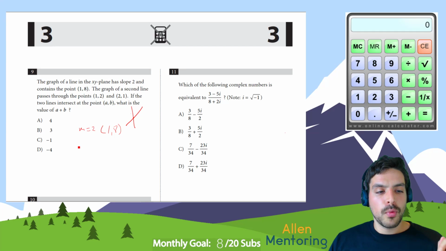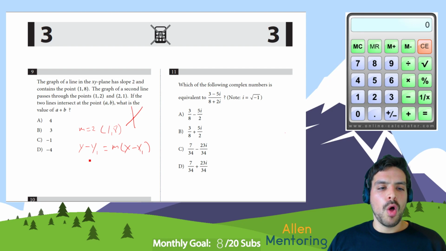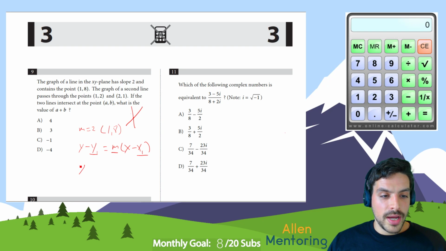So what is the point slope formula? It looks something like this: y minus y1 is equal to m times x minus x1. All we have to do is fill in an x coordinate, a y coordinate, and the slope. And lucky enough, we have all three in this case. So let's fill those in. y minus 8 is equal to 2 times x minus 1.